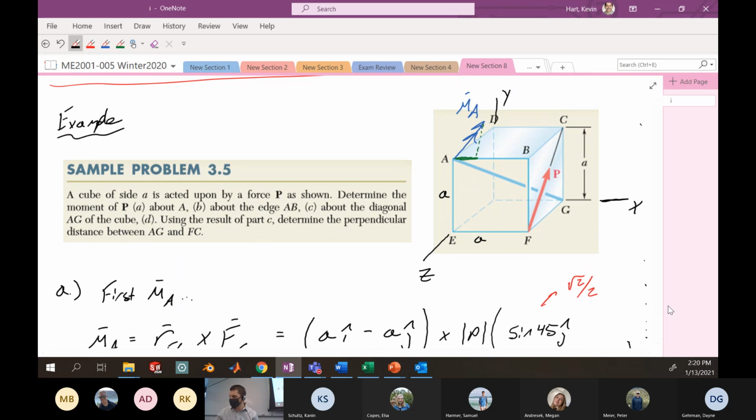If I go back up to my figure and think about the unit vector associated with that side of the cube, what's the unit vector that runs along AB?